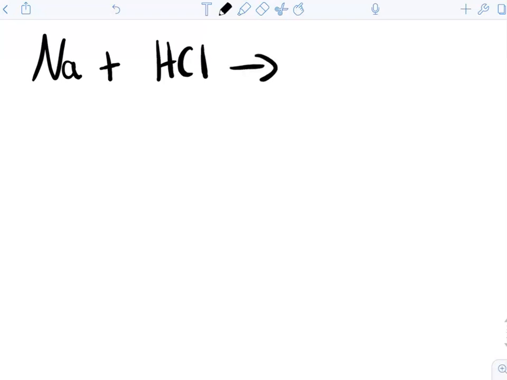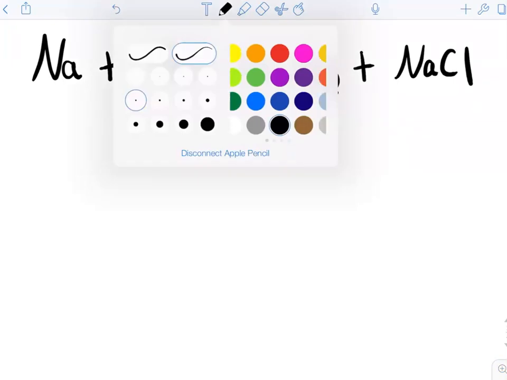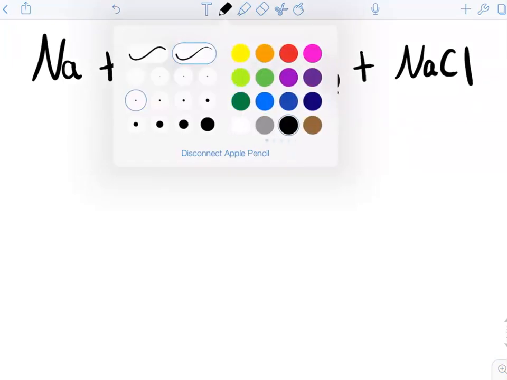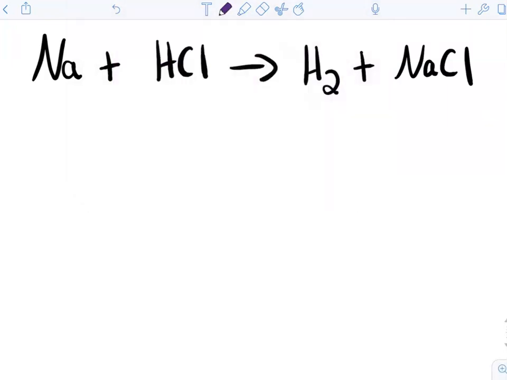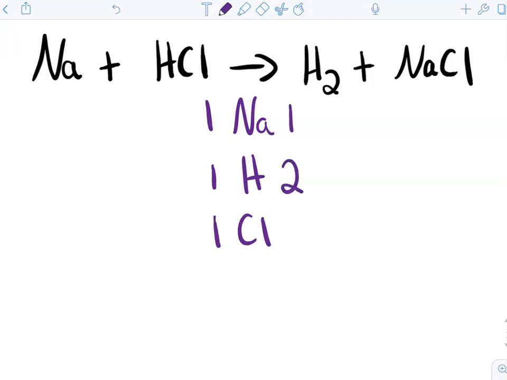And again, I want you to try this one on your own. So pause the video and try this one on your own. Okay, I trust that you have paused. So let's list out our elements. We have Na, H, and Cl. Reactant side, we have 1, 1, and 1. Over here, we have 2, 1, and 1.